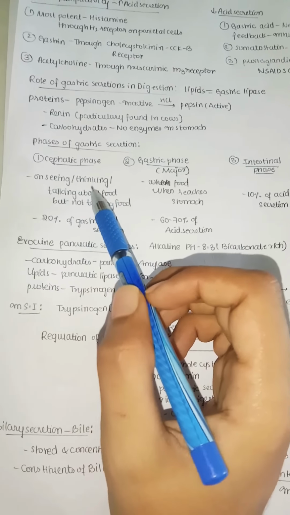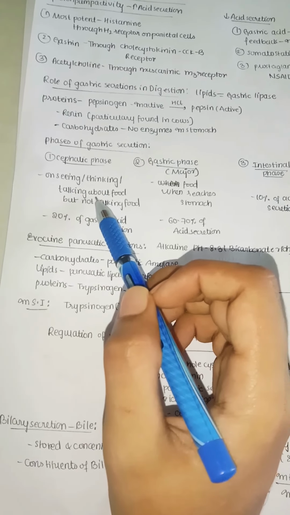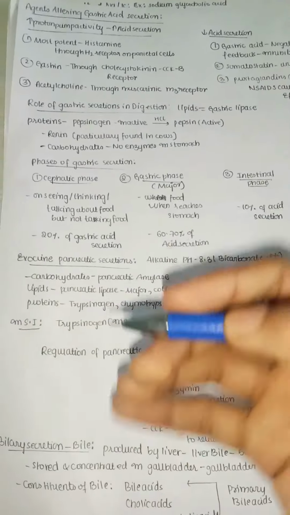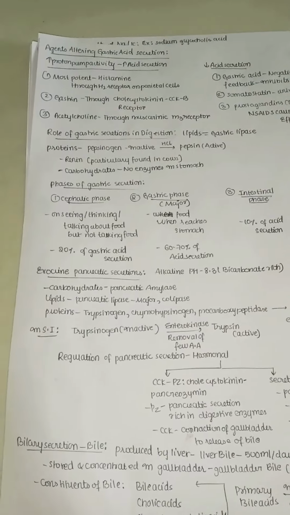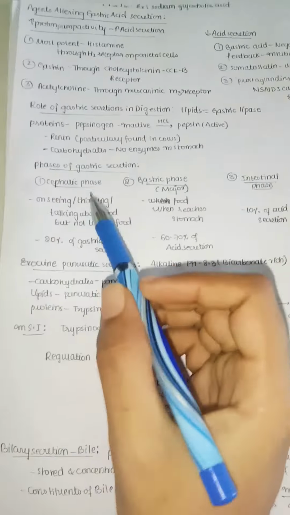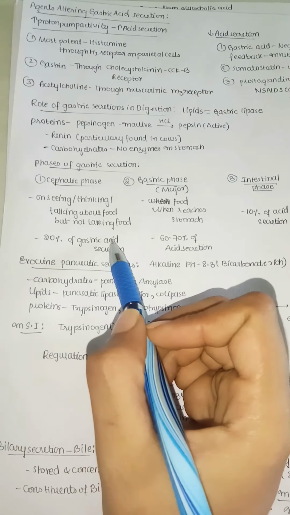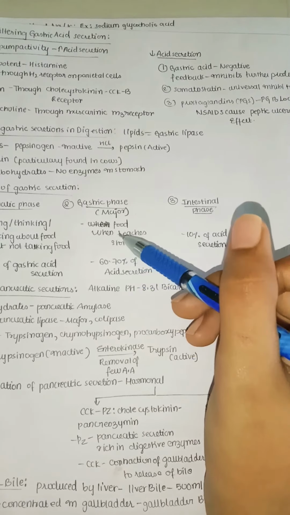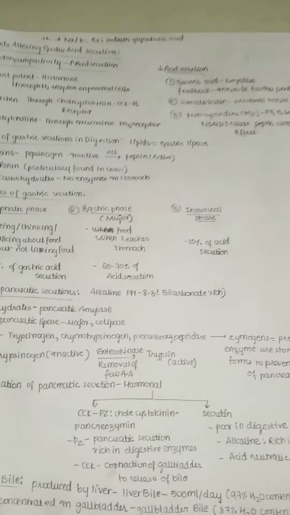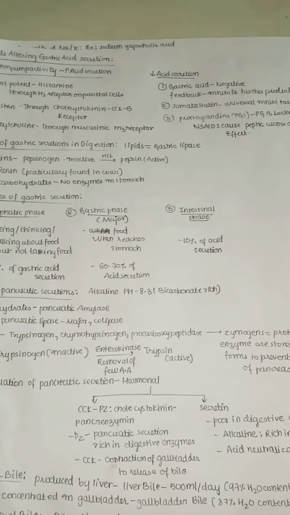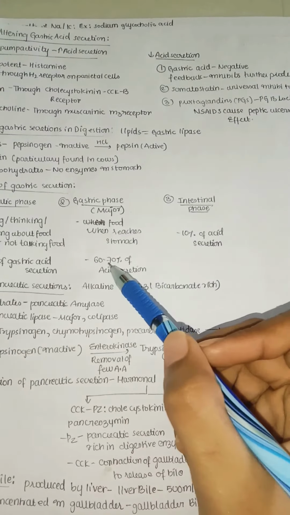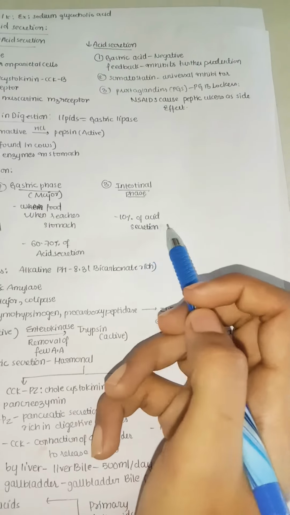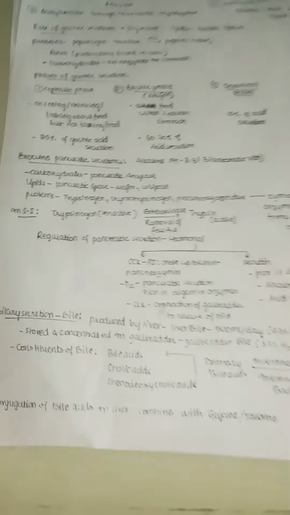So the cephalic phase is just by seeing the food, just by thinking about the food, or just by talking about the food, but not eating food. Just by that, like 20% of gastric acid is secreted. Next, coming to the gastric phase, the major one, it is when food reaches the stomach. When you are actually eating the food, the major secretion, like 60 to 70% of acid secretion, occurs, and the intestinal phase is 10% of acid secretion.